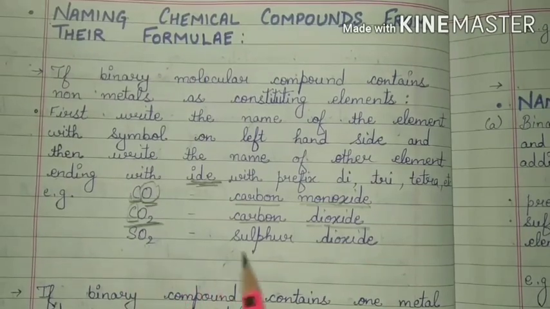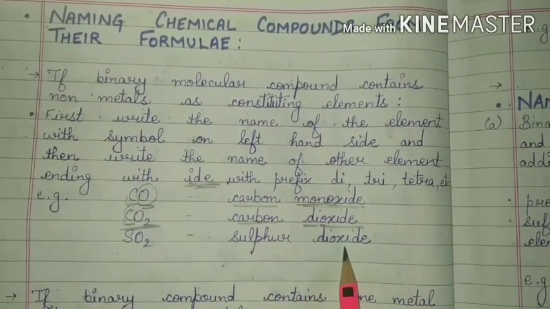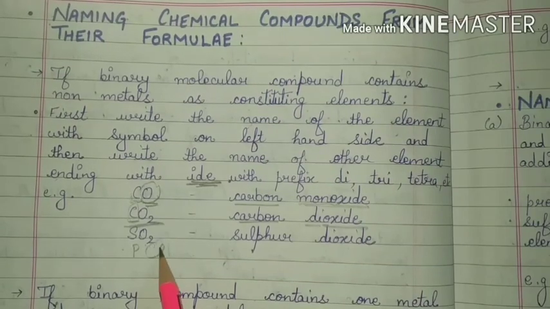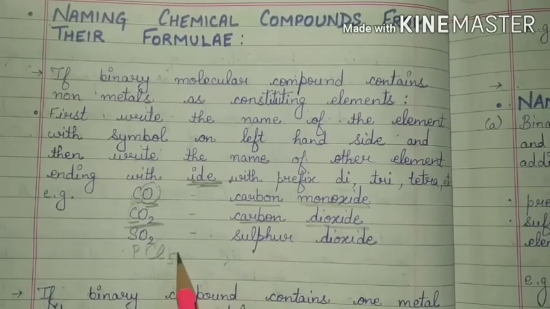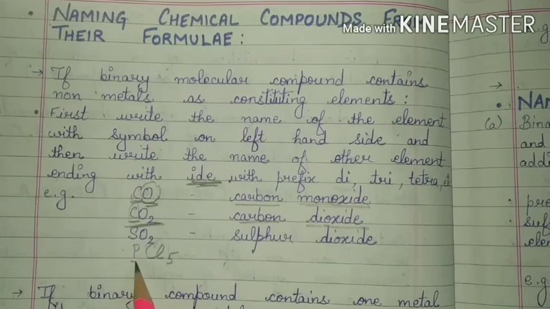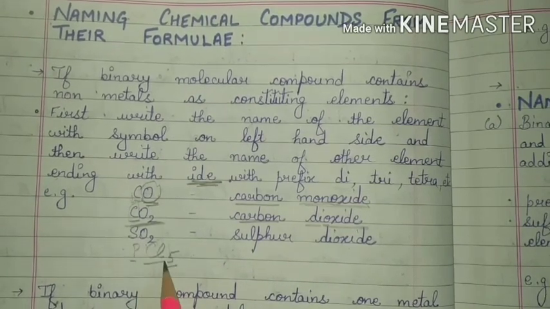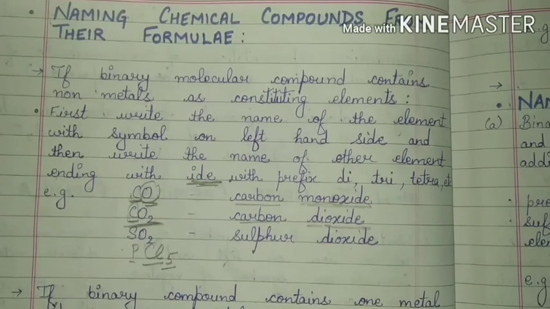Similarly, SO3 is named as sulfur trioxide. And if we write here PCl5, its name will be written as phosphorus, 5 chlorine atoms are there, pentachloride. Like this we can name the binary molecular compounds which contain nonmetals.